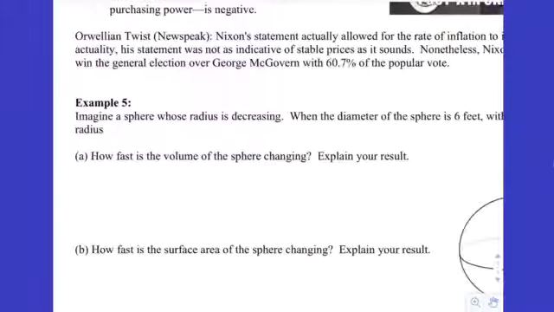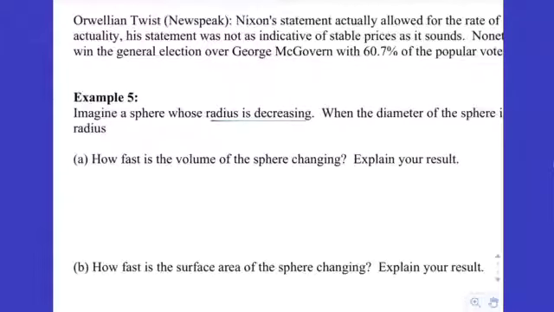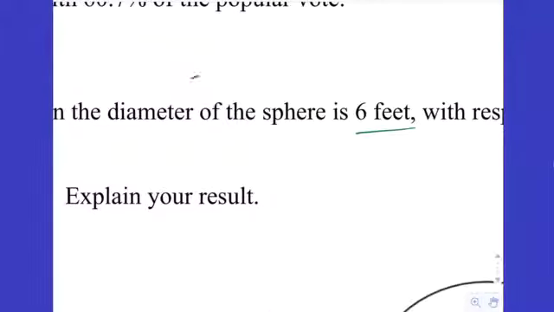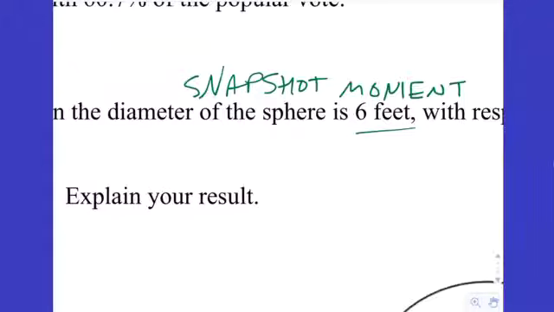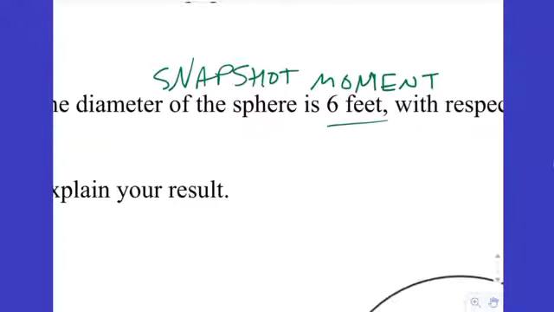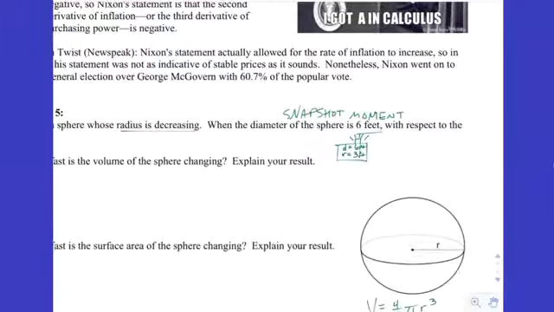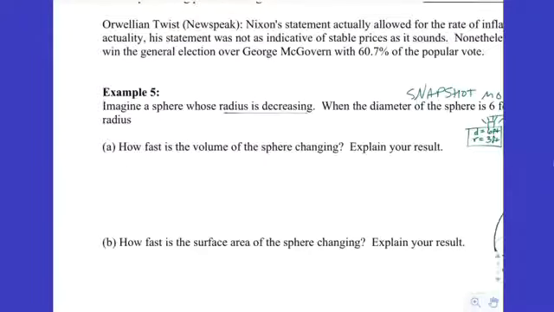All right. So imagine a sphere whose radius is decreasing. So the radius is getting smaller when the diameter of the sphere is 6. I call this your snapshot moment. You have a sphere and the radius is decreasing, and you take a picture of it right there when the diameter is 6 feet. I always draw one of these retro cameras. When the diameter is 6 feet, that's the same thing as referencing when the radius is what? 3 feet. Good. So it's really the same moment in time. This captures the instantaneous nature of this type of problem. That's why it's calculus.